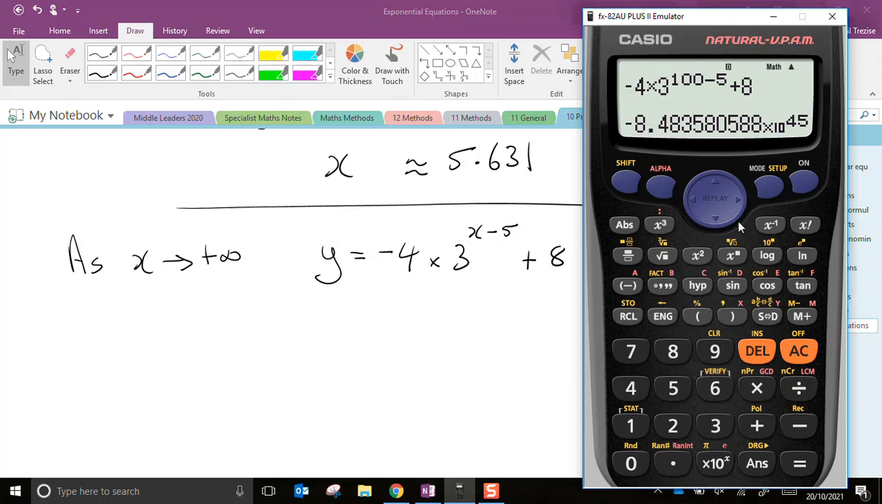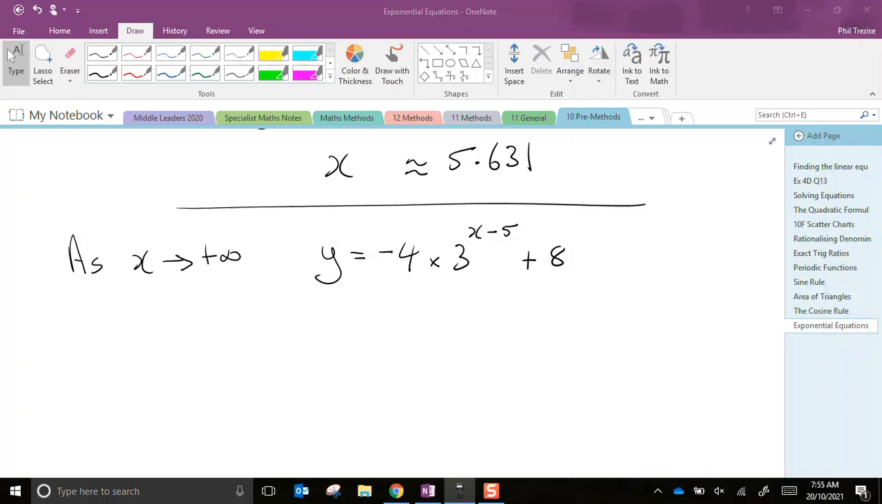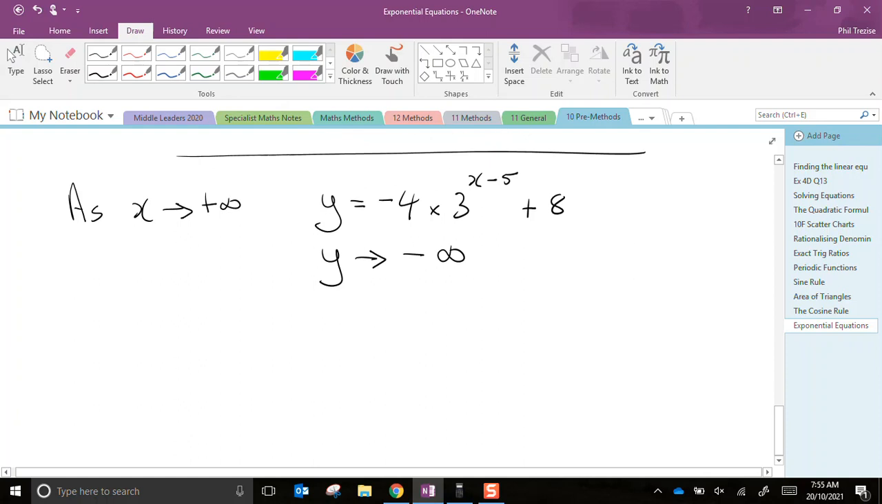So I think we can see that as x approaches positive infinity, this one might go beyond, yes, it's too large for the calculator, that one. That's okay, we can get the idea. As x approaches positive infinity, y is given by this formula, and we've just noted that y is approaching very large negative numbers. That doesn't seem like asymptotic behaviour.